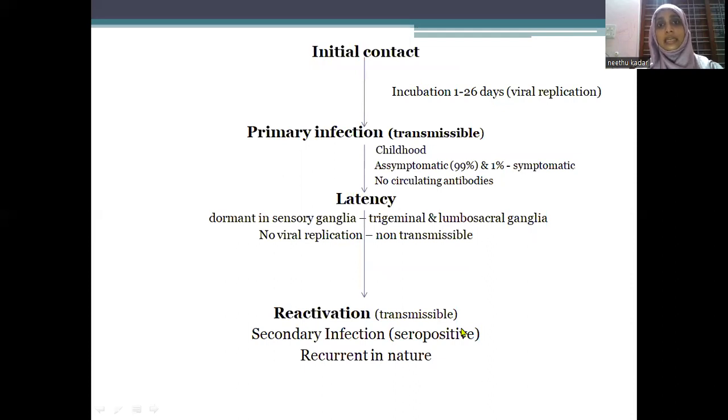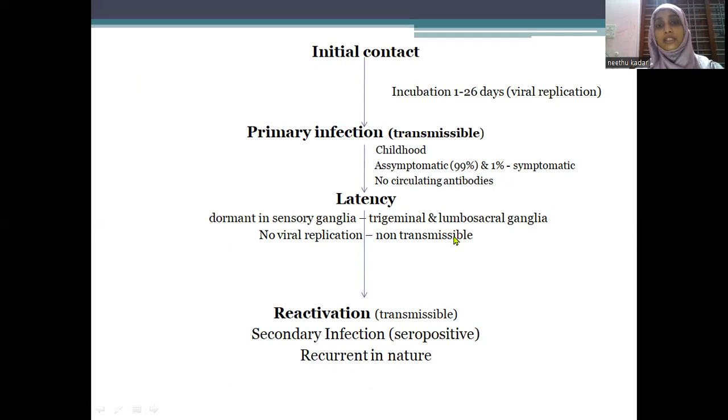Pathogenesis of the disease: in most viral infections, right after initial contact, there is an incubation period of 1 to 2 days. During the incubation period, viral replication happens, which later leads to a symptomatic stage of primary infection. This is a transmissible stage, usually seen in childhood. 99% of cases are asymptomatic, whereas 1% is symptomatic. There won't be any circulating antibody.